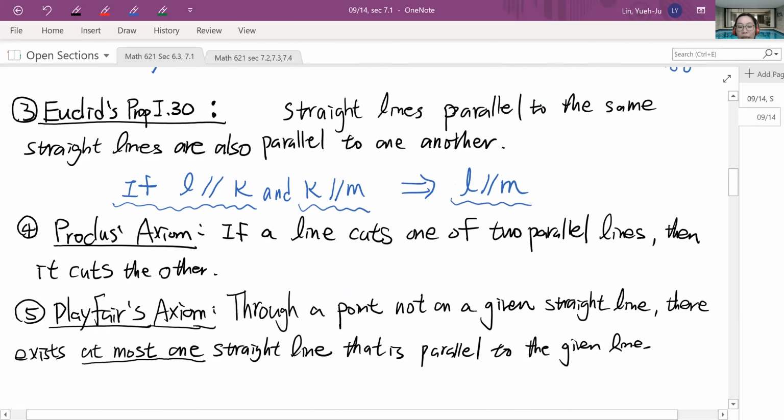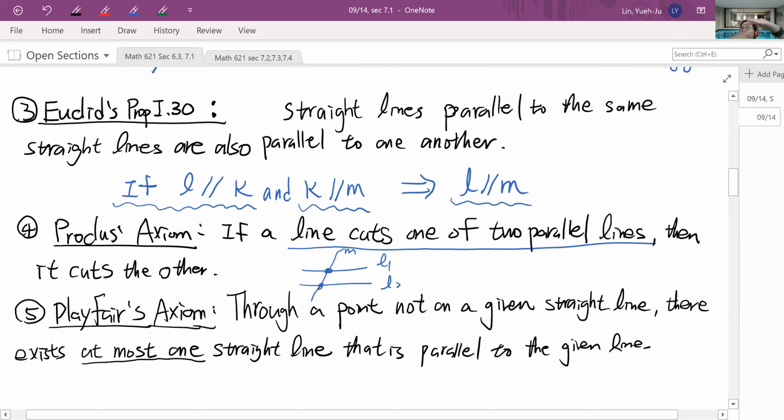And the last two, the first one is called Proclus' axiom. Proclus was one of the philosophers back in ancient Greek times. It says if a line cuts through one of two parallel lines, right? So if you have, say, line L1 and line L2, and M cuts L1, then M has to cut L2 as well, which is also pretty intuitive, right?